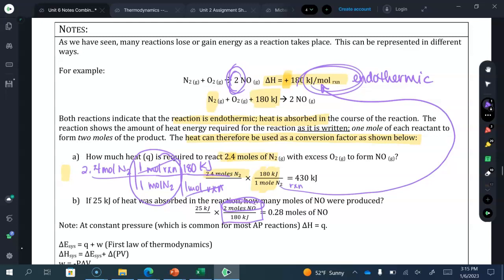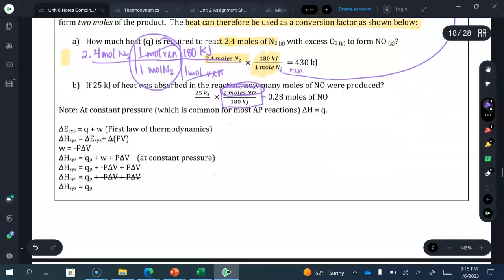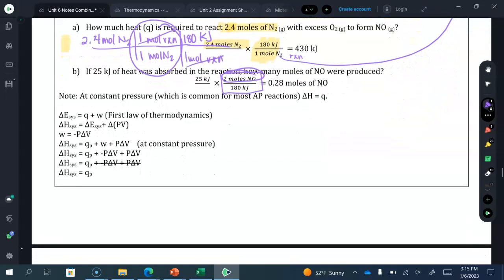Okay, so we have a couple different examples here for you. Please note that at constant pressure, which is common for most AP reactions, delta H is equal to Q. And we have a little walkthrough here showing you how energy and work cooperate in this to give us the fact that delta H is equal to Q at constant pressure. That's what that little subscript P is.